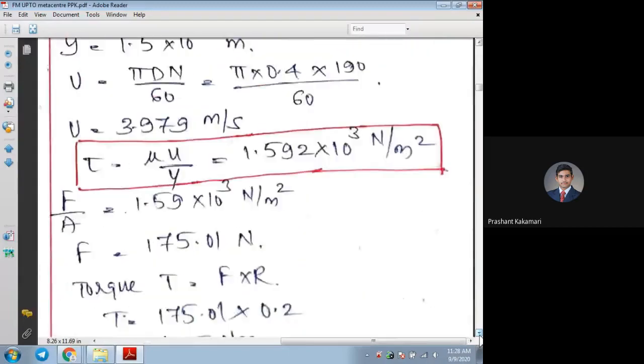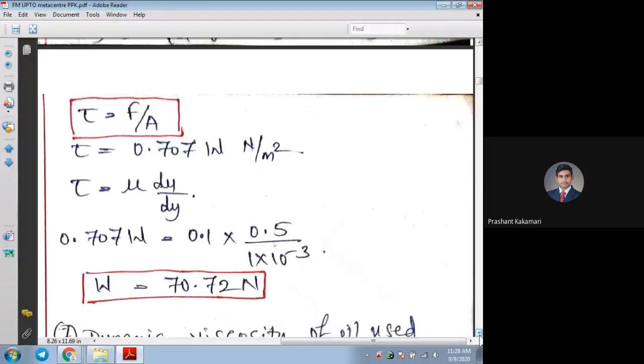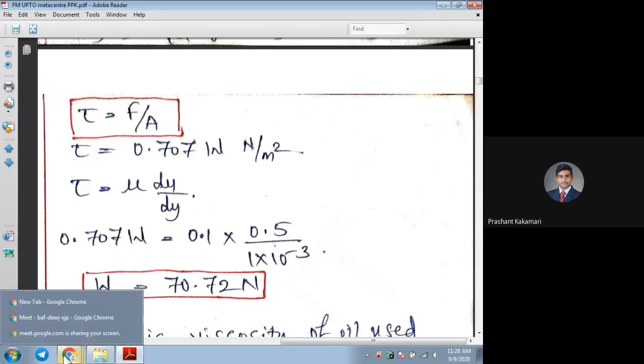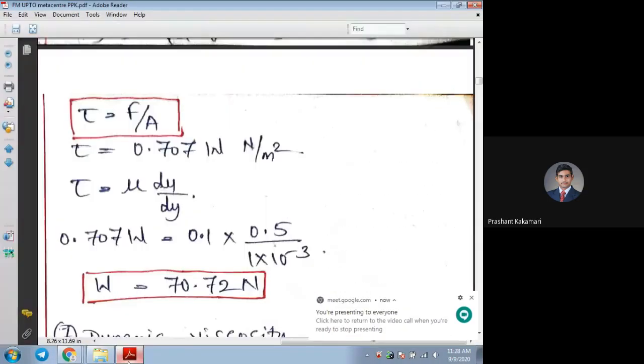And next step, to find the weight of this, as I told you, shear stress I can write as F by A. So I'm writing F by A equal to mu into U by Y. Is my voice audible clearly? Okay, thank you. See here, in terms of tau, I can substitute F by A because area is given. Mu is given, U is given, Y is given.